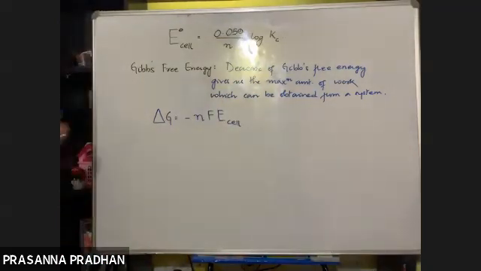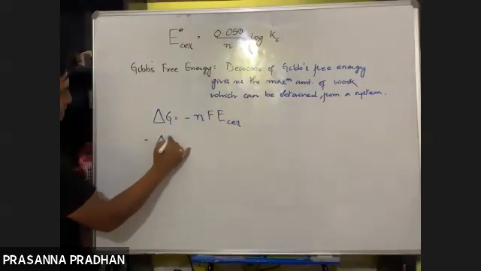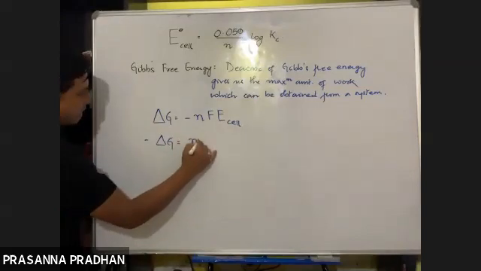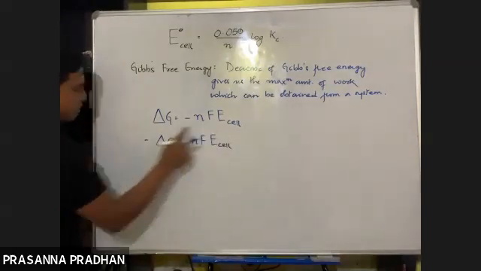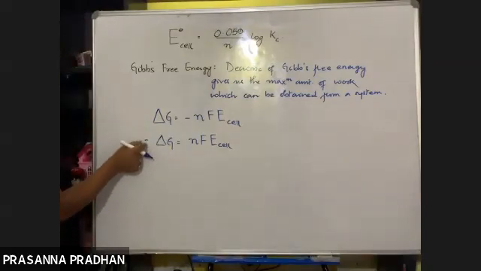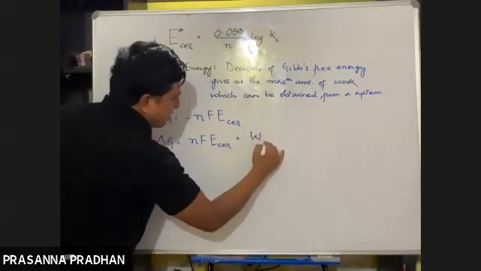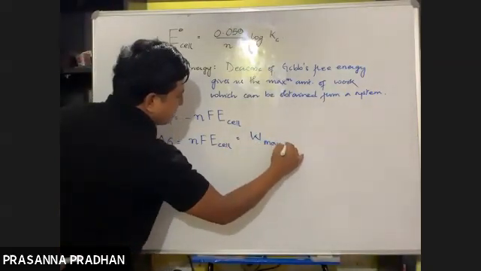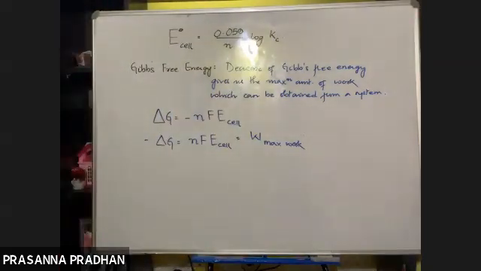Okay, and this, I can write as minus delta G equals nF E cell. So minus delta G gives us the decrease in Gibbs free energy. This decrease in Gibbs free energy gives us the maximum amount of work. This is equal to the maximum work which can be obtained from a system.